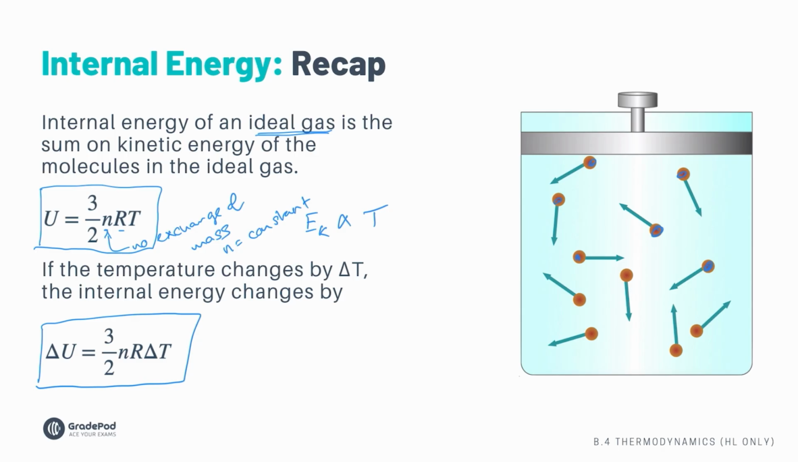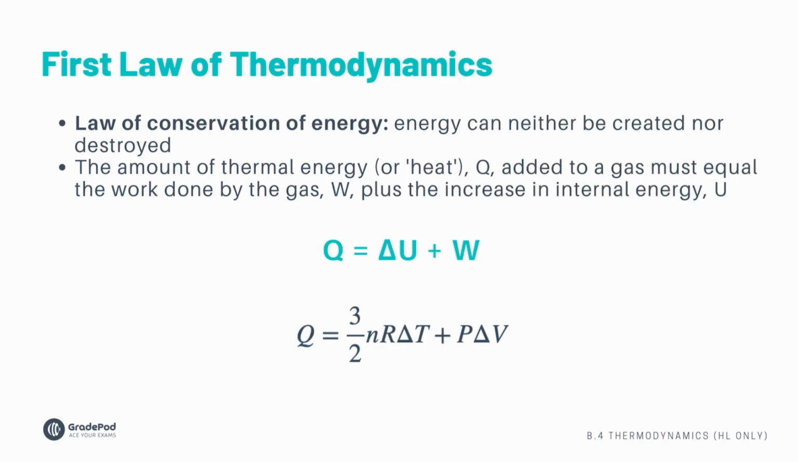So what we have now is we've got work done for a simple engine, and we said that was W equals P delta V. And we've also got internal energy for a simple engine, and we've said that that is equal to delta U equals 3/2 nRΔT. Why do we care? Here's why we care. It's the first law of thermodynamics.